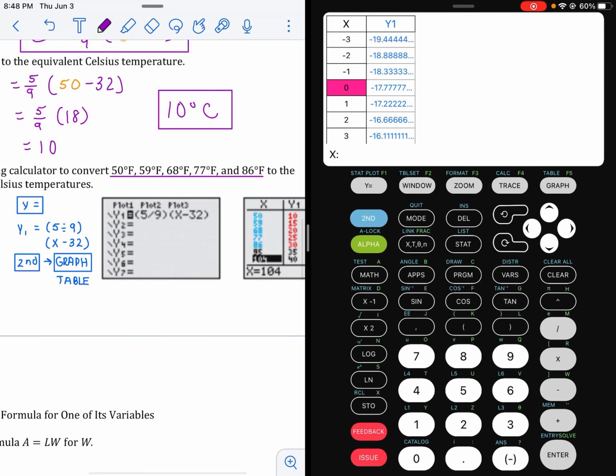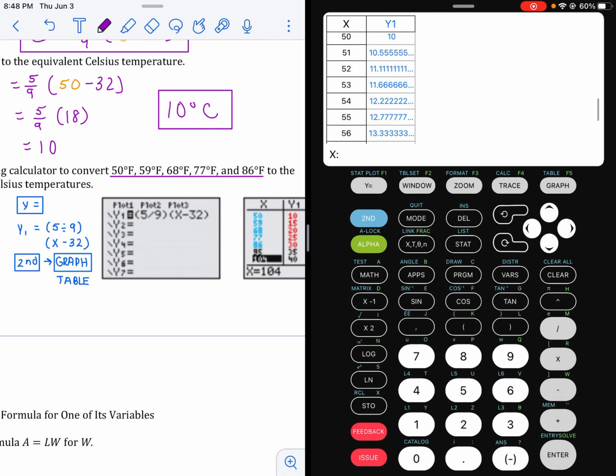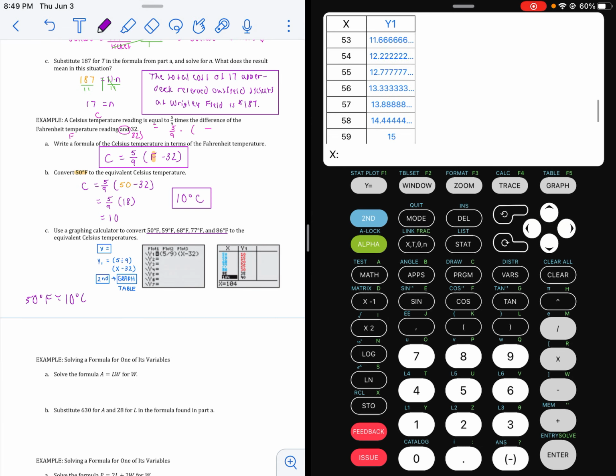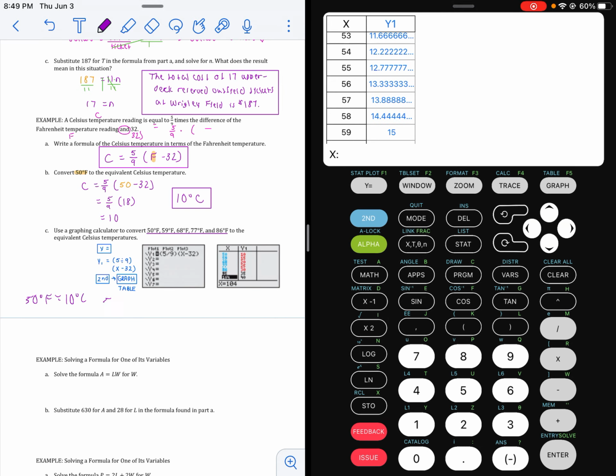And remember, we're trying to find 50, 59, so I need to scroll pretty far to find those values. So what you should notice is that 50 degrees Fahrenheit is the same thing as 10 degrees Celsius, and that's actually what we found in part B. So it's looking really good that we've done that correctly. So 50 degrees Fahrenheit equals 10 degrees Celsius. We also want to know 59 degrees, so I'm going to scroll. 59 is 15. So 59 degrees Fahrenheit is 15 degrees Celsius.